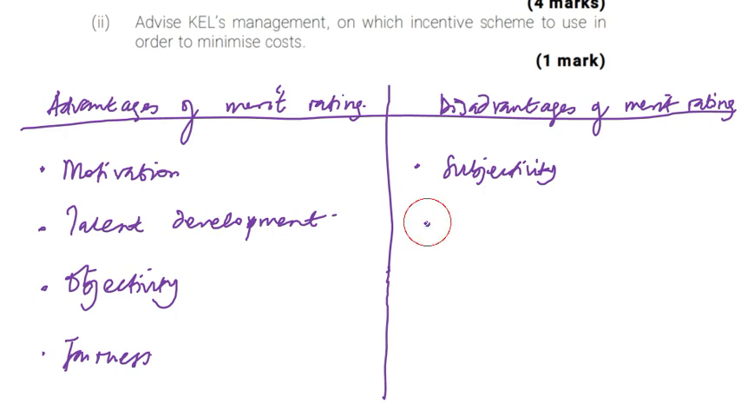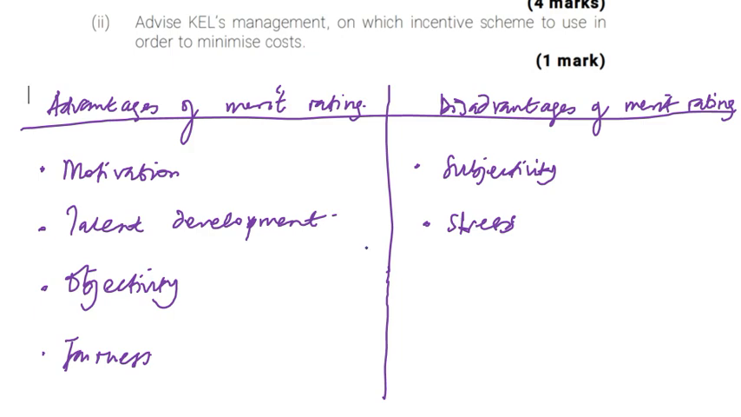Then the stress. It comes with stress, by the way. Employees may feel stressed or demotivated if they believe that the evaluation process is unfair, or if they don't receive a positive rating, then it can result into stress. In other words, demotivation.